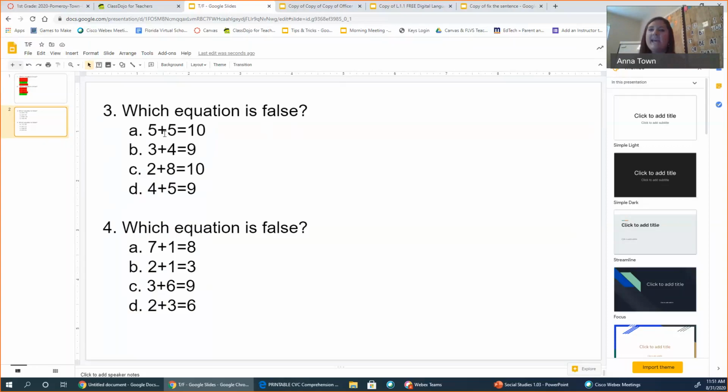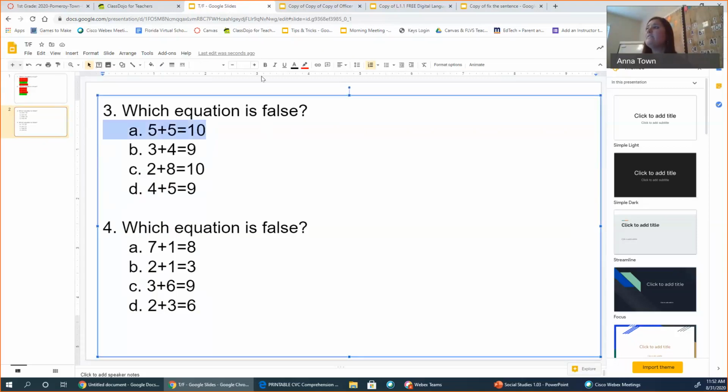Okay, let's start with A. 5 plus 5, is that true or is it false? This is true. 5 plus 5 does equal 10. So we're going to mark that as green. It's a true. I did that wrong. We're going to highlight it as green because we know it is true.